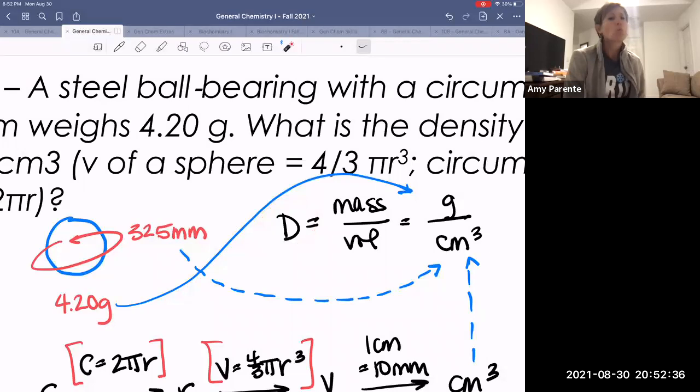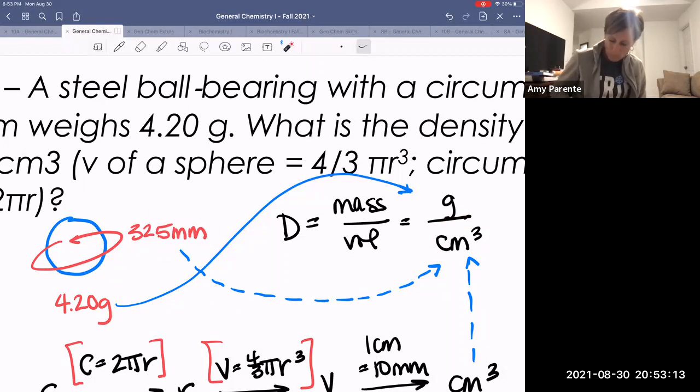We're going to see lots of problems throughout the course where it's going to ask me for an answer that has two parts to it, because density is the mass of that sphere and the volume of that sphere. One of these pieces is given directly. I actually know the mass of that sphere: it's 4.20 grams. So I'm not going to need to do anything to figure out the numerator of this problem. But I am going to need to do some work to figure out the volume, because all they gave me was the circumference.